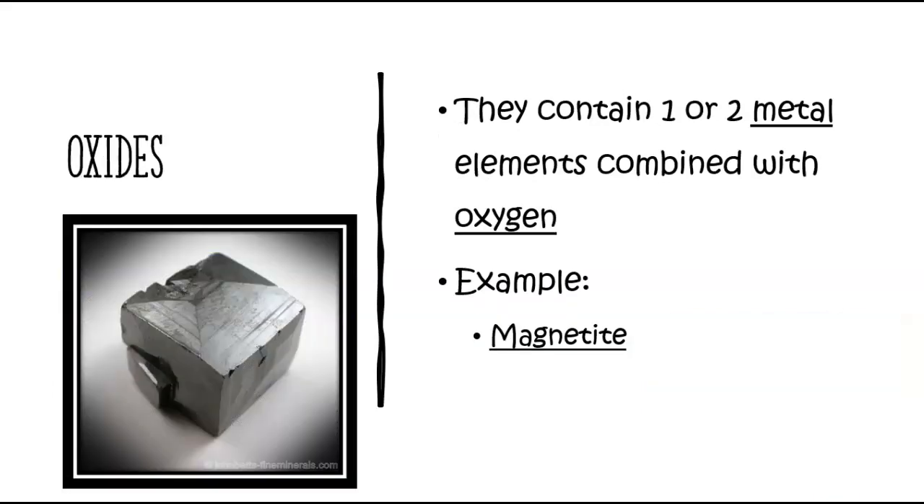The non-silicates also have a group called oxides. And this is when either one or two metal elements combine with oxygen atoms. So magnetite is one example of this. Magnetite is pretty cool because it is magnetic. And you can see a picture of magnetite over to the left.